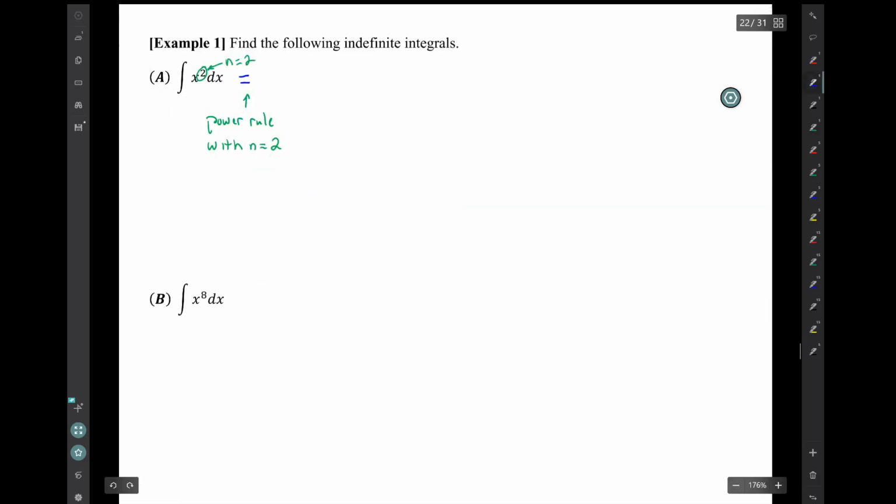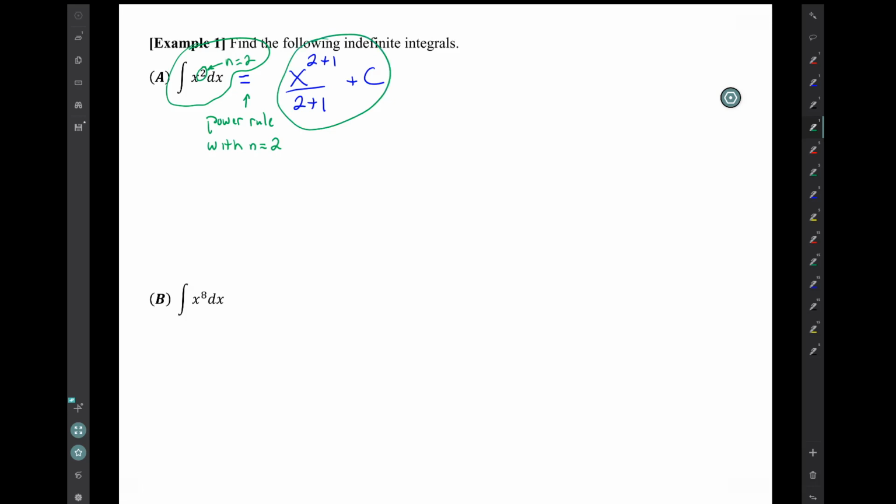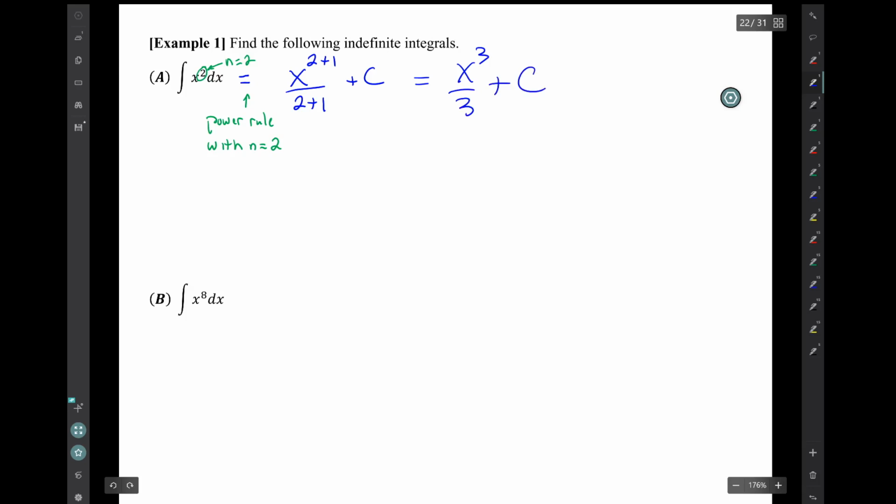So on the right-hand side, we write x raised to the 2 plus 1 over 2 plus 1 plus capital C. Notice the left side of the equal sign has the integral expression. The right side of the equal sign does not have the integration symbol, does not have the dx, but it has the plus c, and it has this arithmetic going on with the new exponent and with the new denominator. Now we simplify. Notice that corresponds to our earlier examples from previous videos. We found that x cubed over 3 plus capital C was the general antiderivative of x squared.